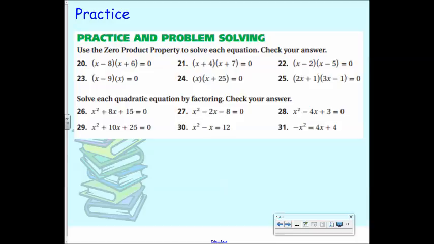We do all of them? Yes, you're gonna do all of them. You have like the rest of class. So 26 to 31, you have to get in standard form first. 20 to 25, you're just finding the answers.